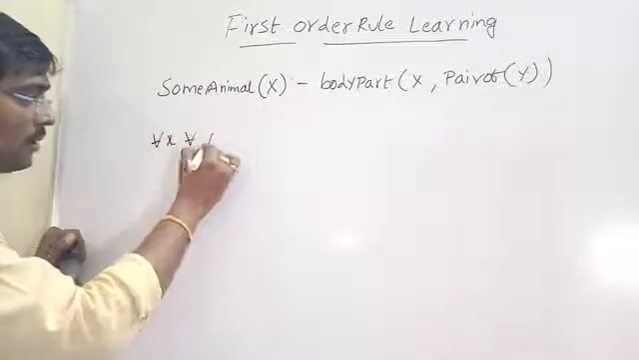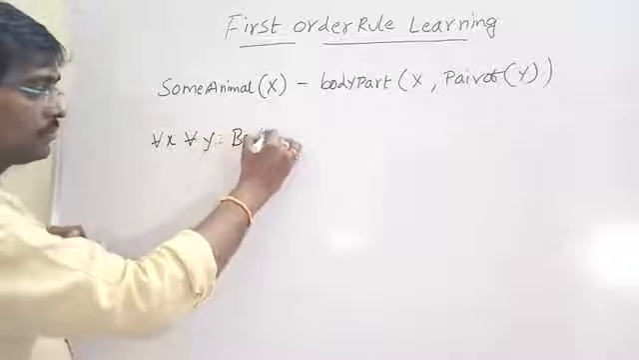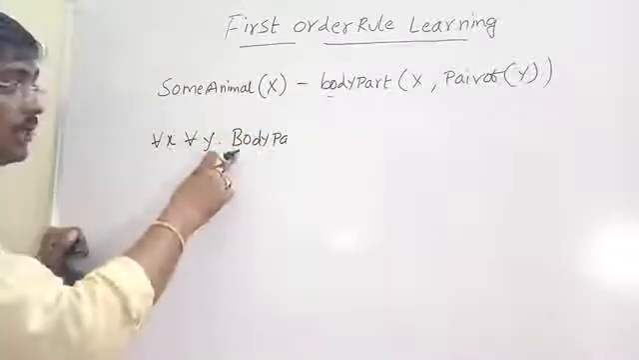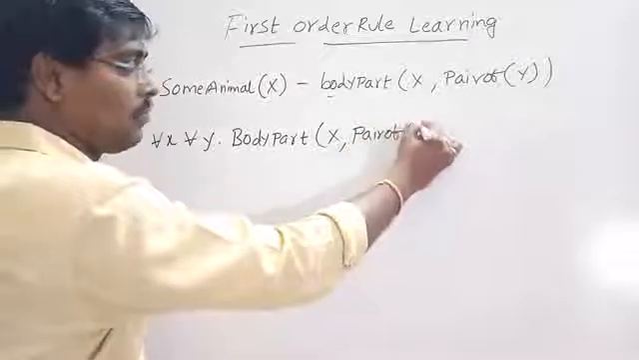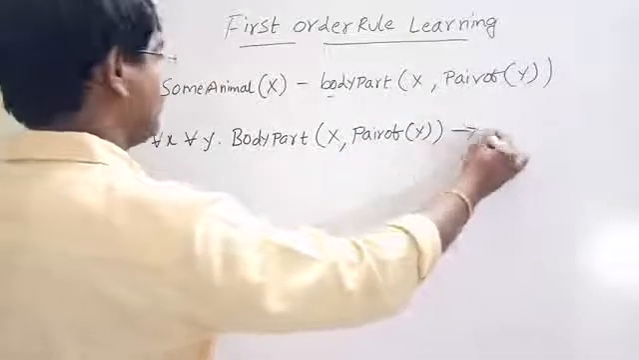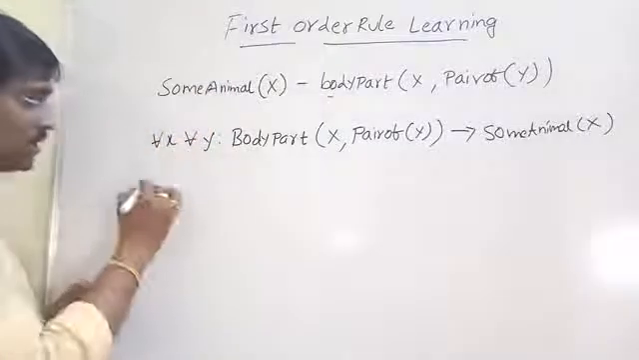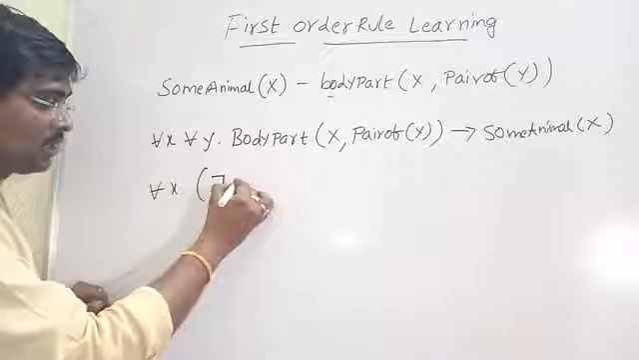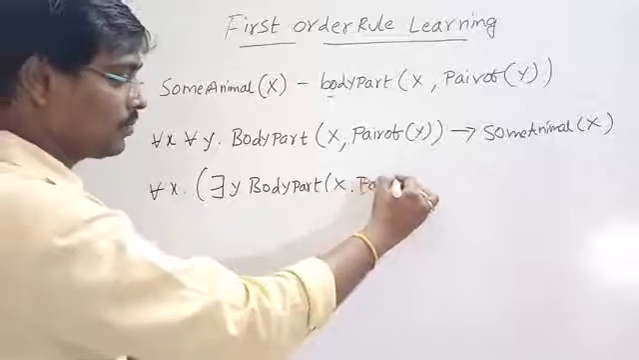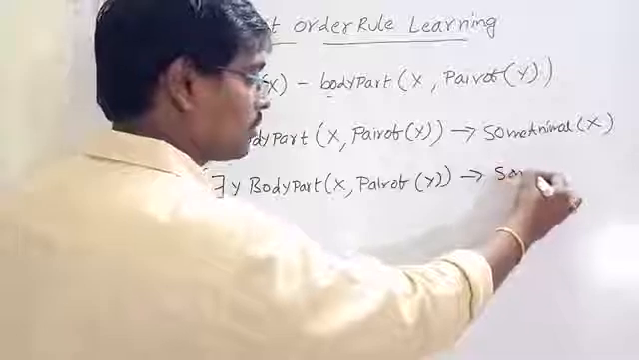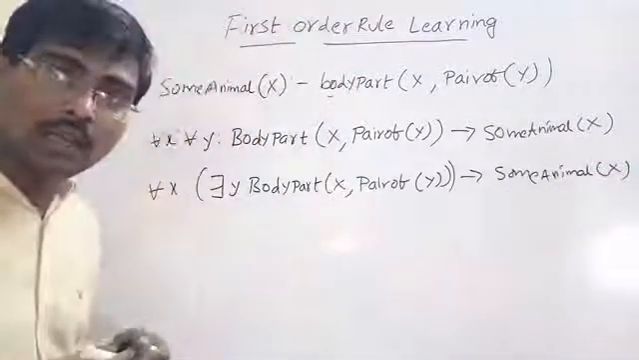One way is: for all x, for all y, body part of x comma pair of y implies some animal x. Here we are using small letters, there capital letters. The second way is: for all x there exists y, body part of x comma pair of y implies some animal x. How do we read these statements?